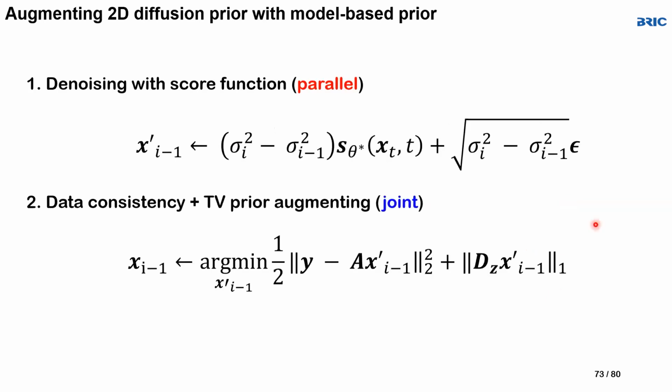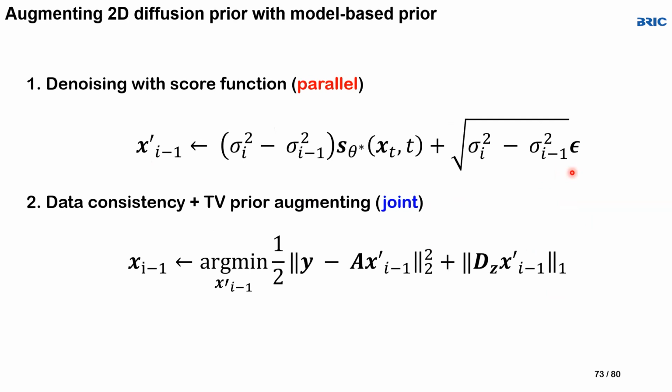Now, we can implement our idea as follows. First, we denoise each slice with 2D score functions in parallel. So the denoising is done independently for each slice. If we only use step 1 iteratively, we get slices that are independent of each other, such that when seen from the coronal or the sagittal slices, they are incoherent.